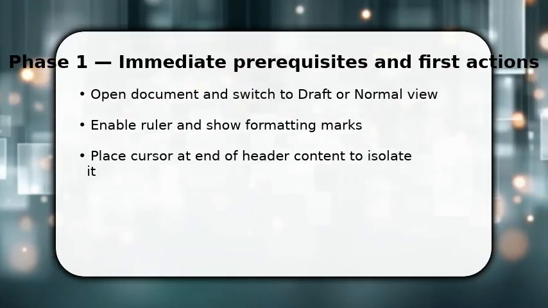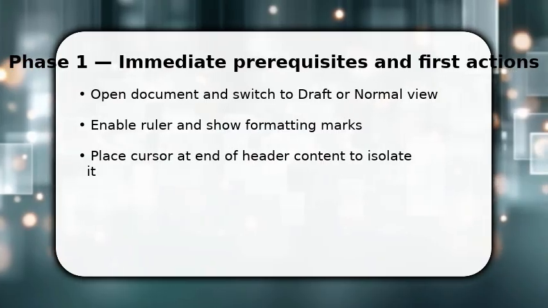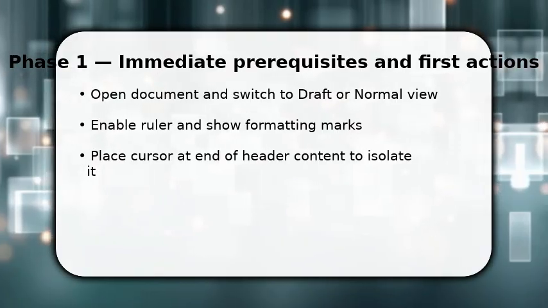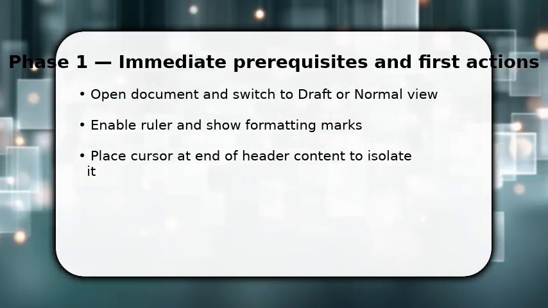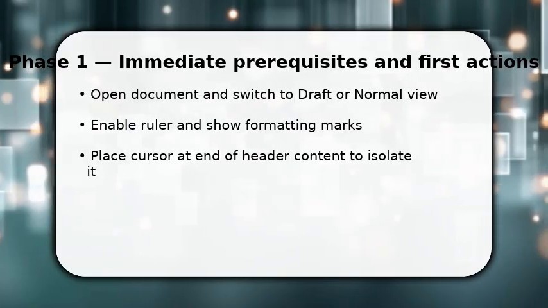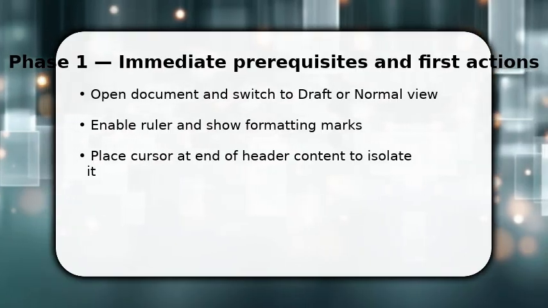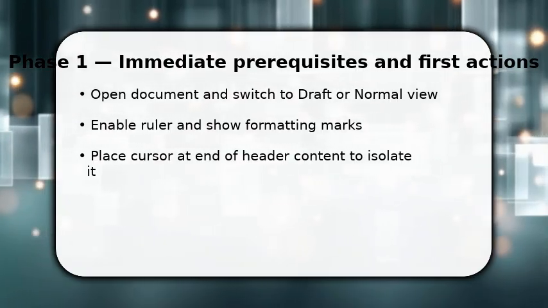You start by prepping the file. Open it in draft or normal view so you see sections clearly, and turn on the ruler and formatting marks for precision. Next, position your cursor exactly at the end of the header content. This creates a clear insertion point. Once done, use the show/hide to confirm there are no stray paragraph marks.